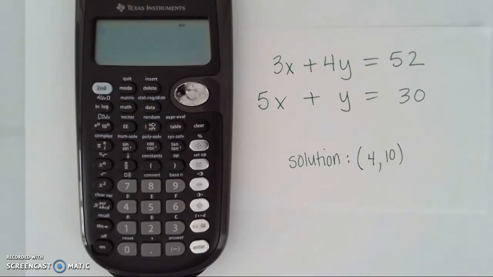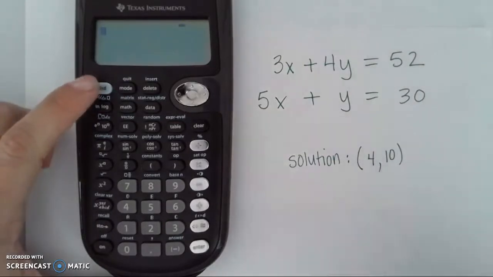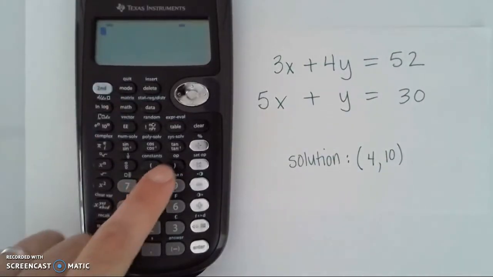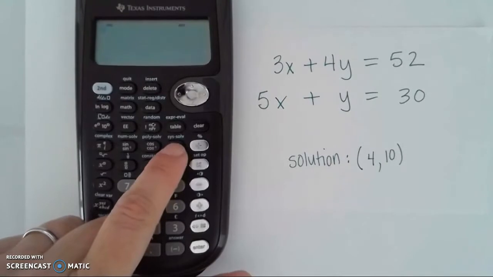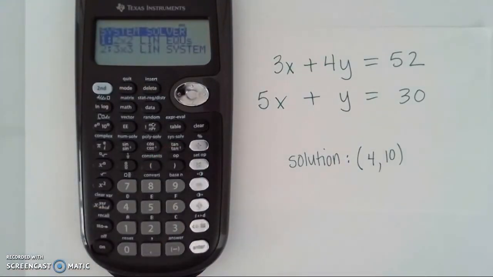solver on the calculator. When you have more than one equation that you're solving, you can click on the second button here and then select the system solver, which is on top of the tangent button. We have two equations with two variables, so we'll select the first option, which is a 2x2 system.